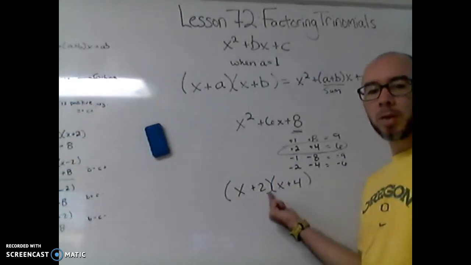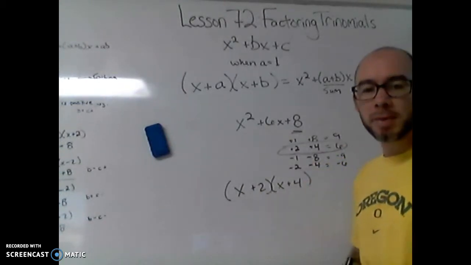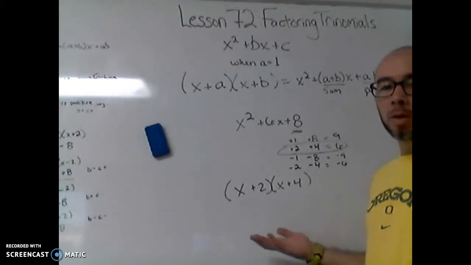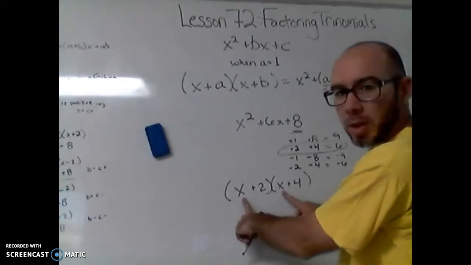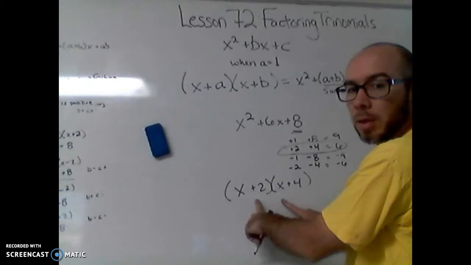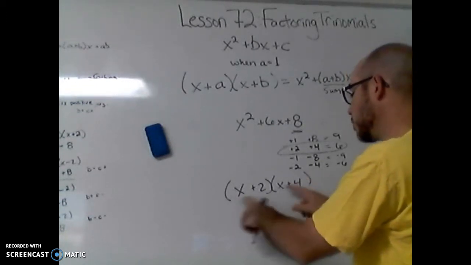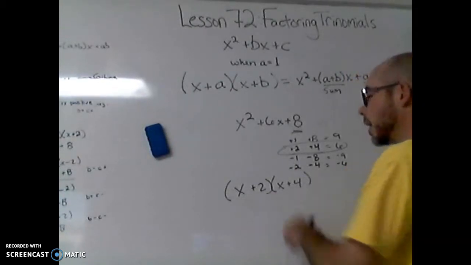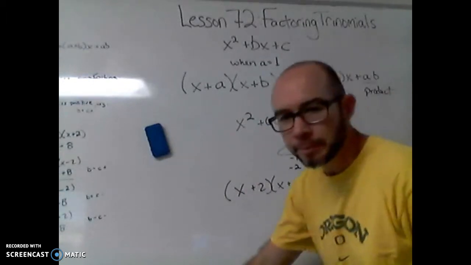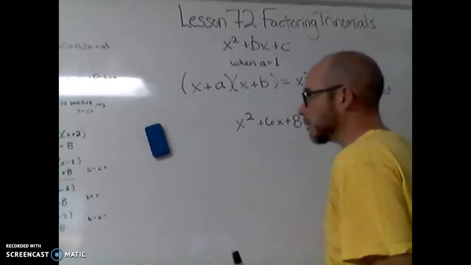It doesn't matter which one you consider to be A and which one you consider to be B, because everything is going to get multiplied by everything else. So you could write this as x plus 4, x plus 2, and that would still be true. But if you just really quickly do your FOIL method, you get x squared plus 4x plus 2x plus 8. So there we go, there's our x squared plus 6x plus 8. That would be the factored form of this trinomial right here. That one was pretty easy because this was positive and that was positive as well.